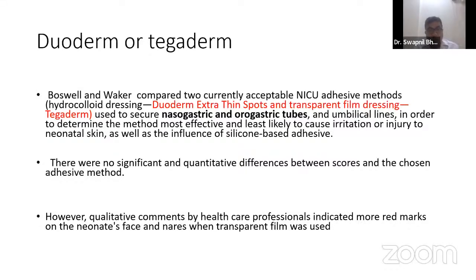When you want to fix a nasogastric tube or orogastric tube, use either of them, because they are going to be equally efficacious in fixation as well as less injury while removal. However, there is one study which says that use of Duoderm is beneficial with less erythema on removal, rather than Tegaderm, while fixing a nasogastric or orogastric tube.